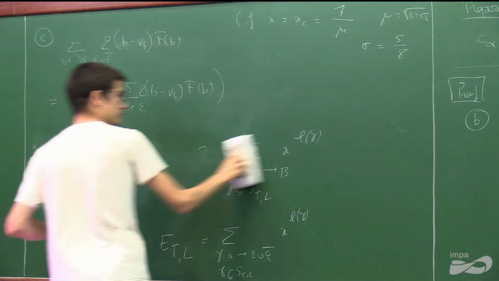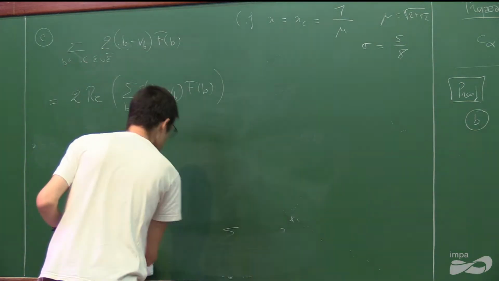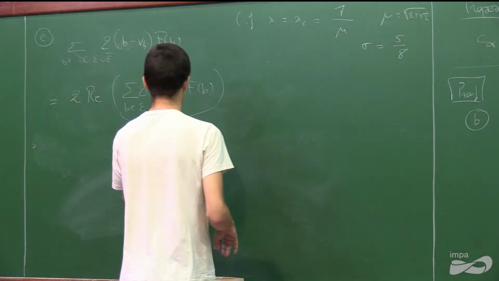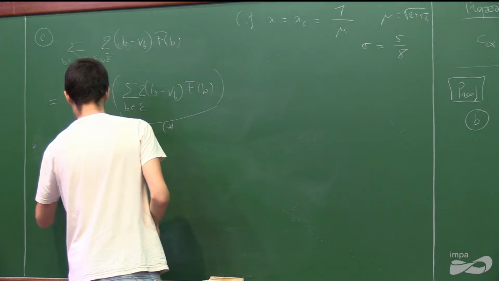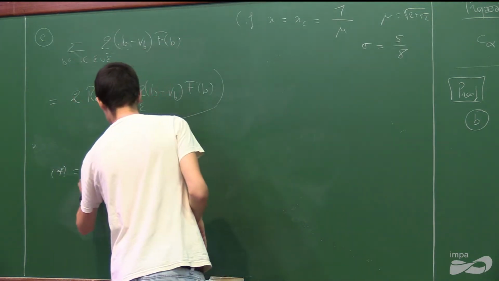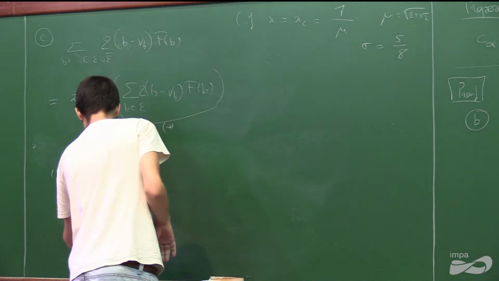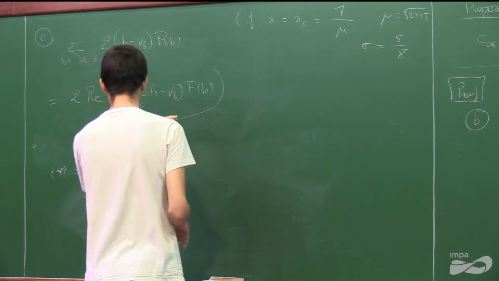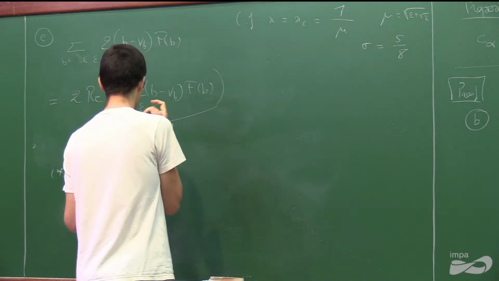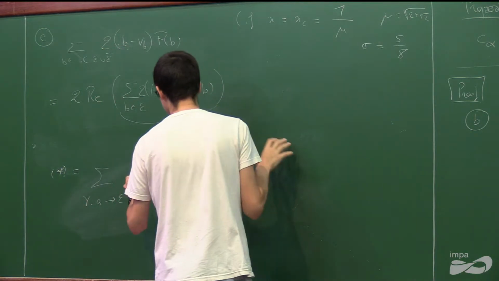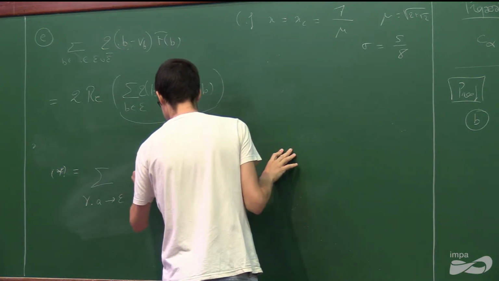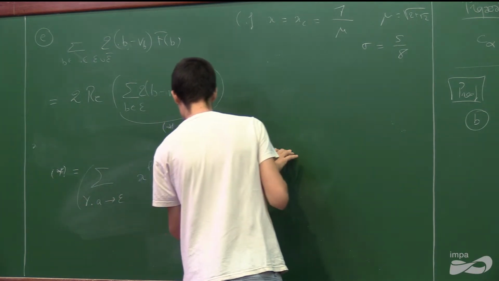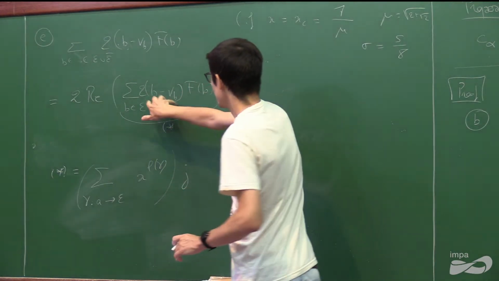Just erase this. Okay, so now this thing is equal to the sum over gamma from A to epsilon. Of course, I'm summing over paths that remain in the domain, x to the L gamma. And then I have to multiply by J because of this.